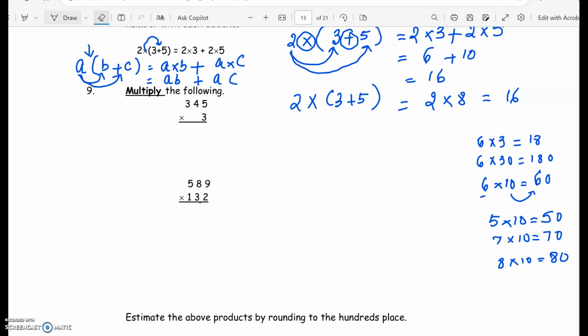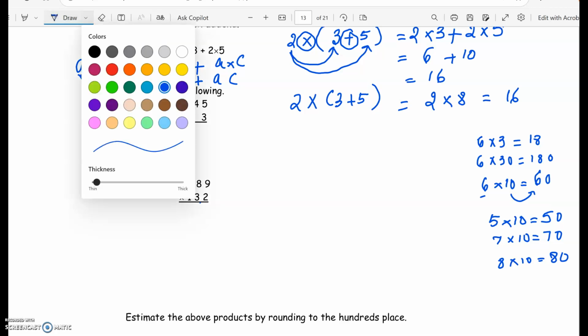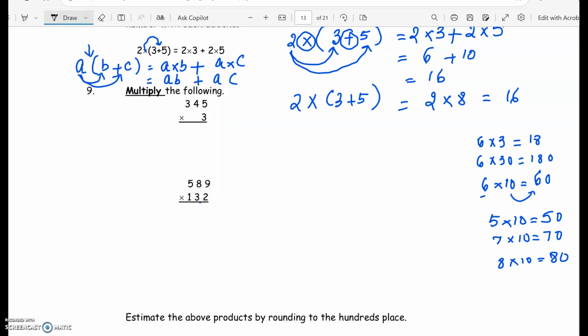Now let's do long multiplication without using a calculator. So we have 345 and we're going to multiply it with 3. So 3 is in the ones place. Now we start from the right and then go left. Start with a 5. 5 times 3 is 15 and we're going to carry over as necessary.